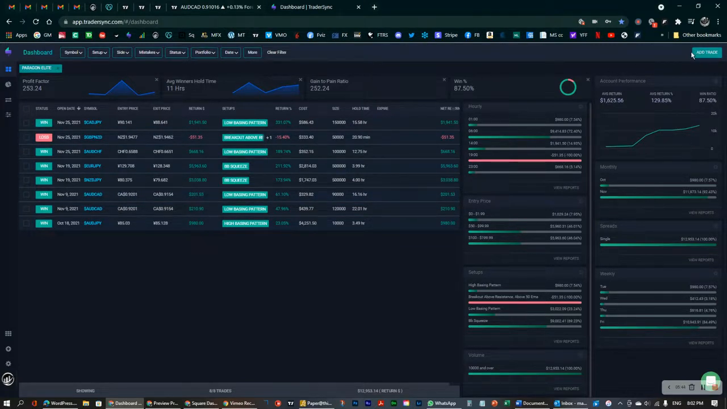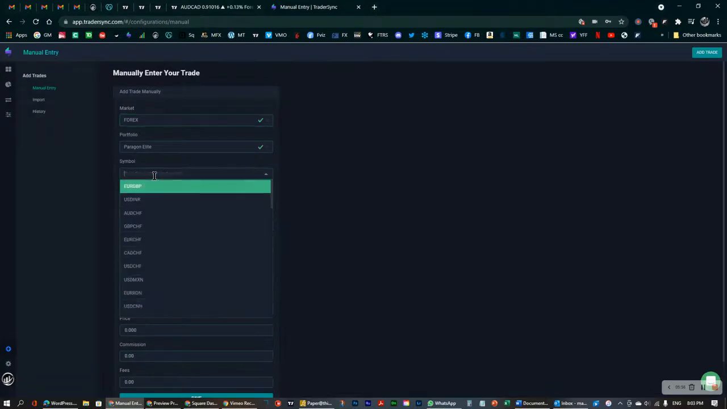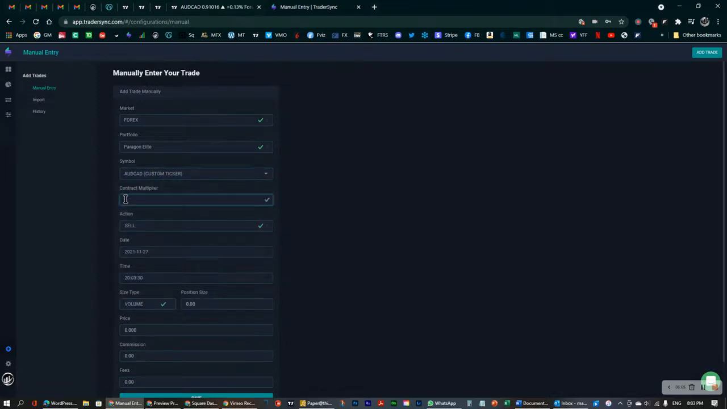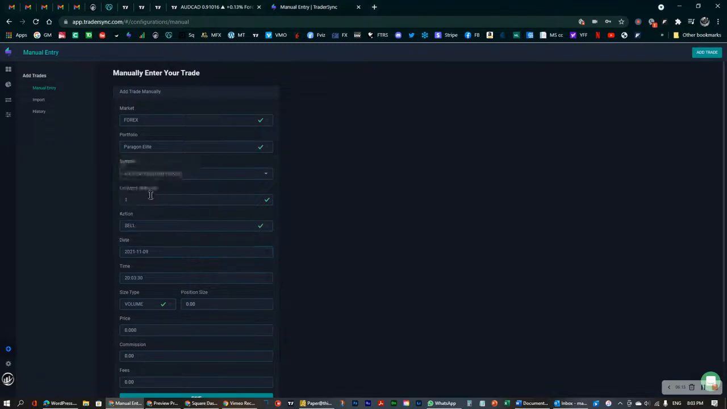But what you do is you come up here on the right and you hit add trade. Make sure this says Forex and it's whatever portfolio you want. We are in Aussie CAD. Multiplier 1. And we are selling because it's a low basing pattern. And it was the 9th, at 1400 hours.